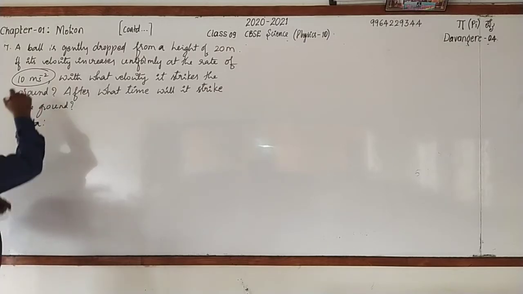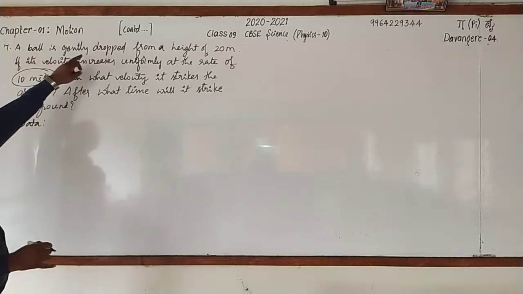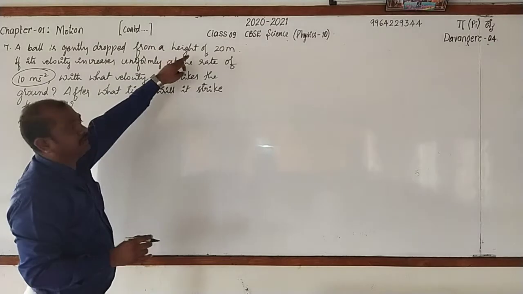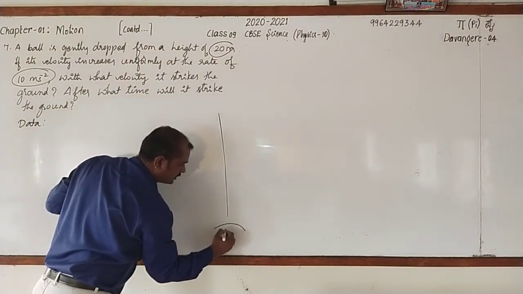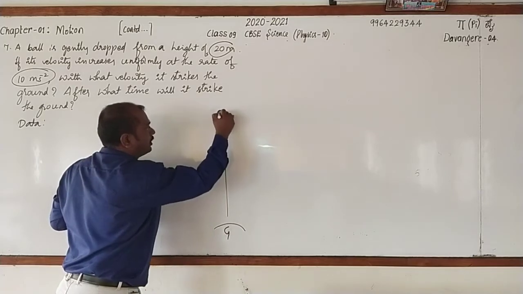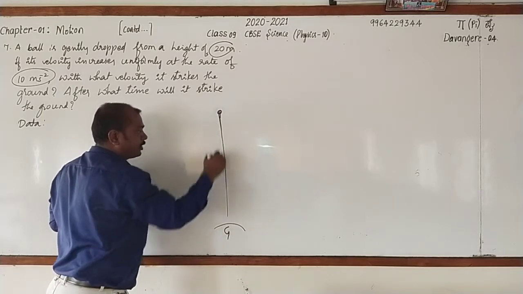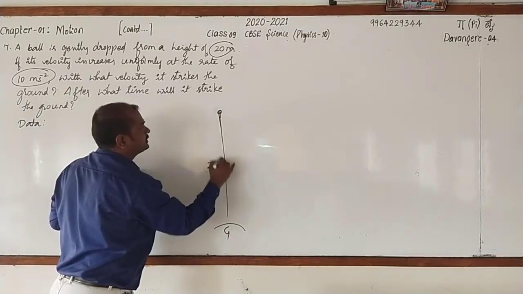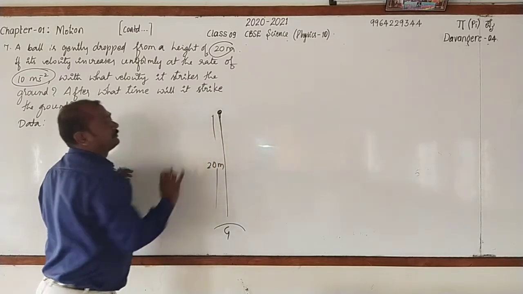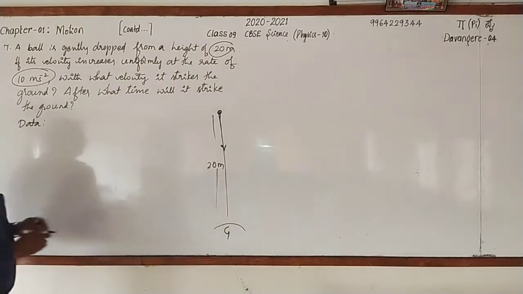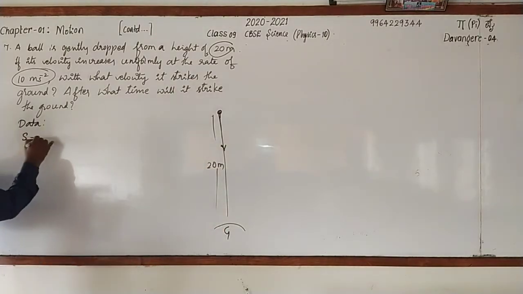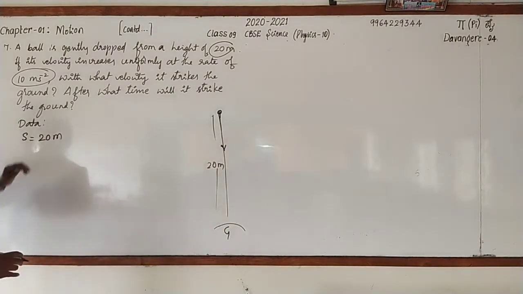Again by reading the given statement. A ball is gently dropped from a height of 20 meter. Look here. This is the ground. This is the ball. And the ball is dropped from what height? It is 20 meter. Clear now? The ball is moving towards the ground. I can call that S. S equal to 20 meter.